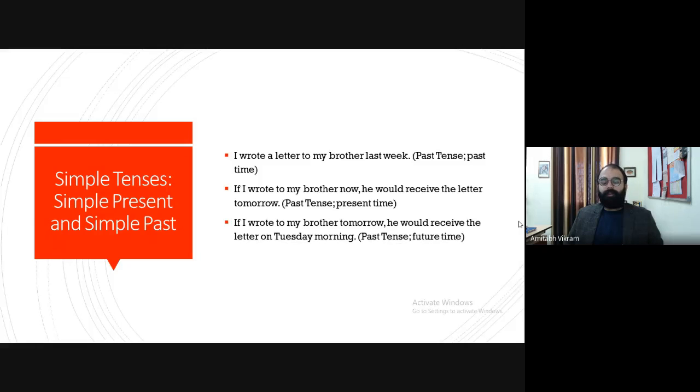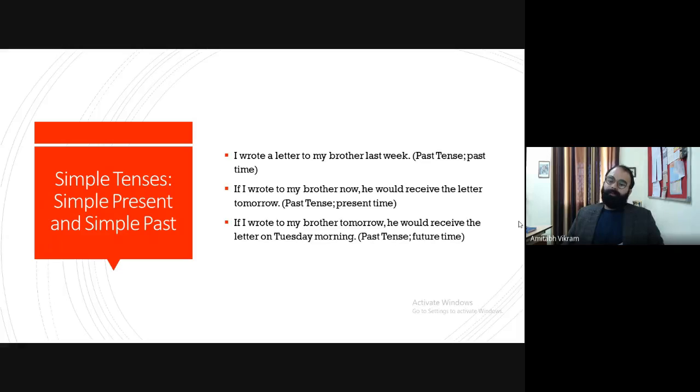So this is the next example. If I wrote to my brother tomorrow, he would receive the letter on Tuesday morning. Again, because of this adverbial tomorrow, this indicates that past tense is used for future time. I'm not saying if I will write to my brother tomorrow. I'm saying if I wrote to my brother tomorrow, he would receive the letter on Tuesday morning. So again, you can see how this information is quite crucial, because if you do not pay attention, and simply read that this is the past tense, and then try to understand the meaning, then obviously there will be a mismatch.